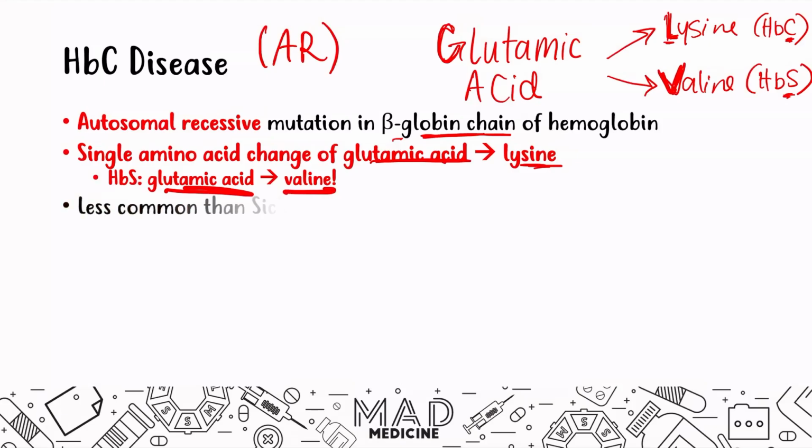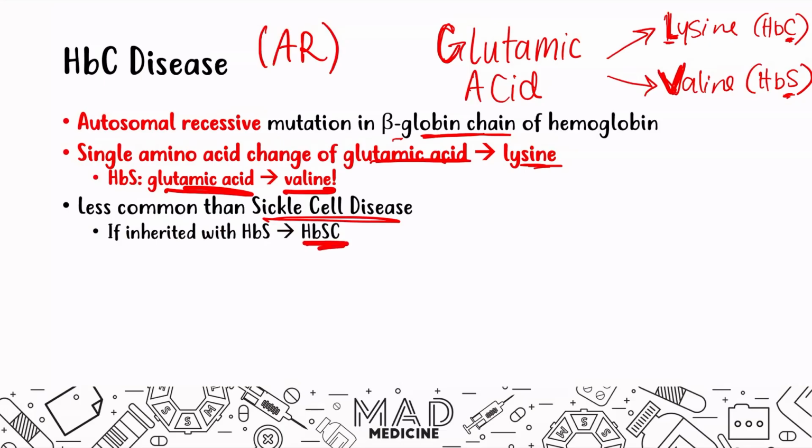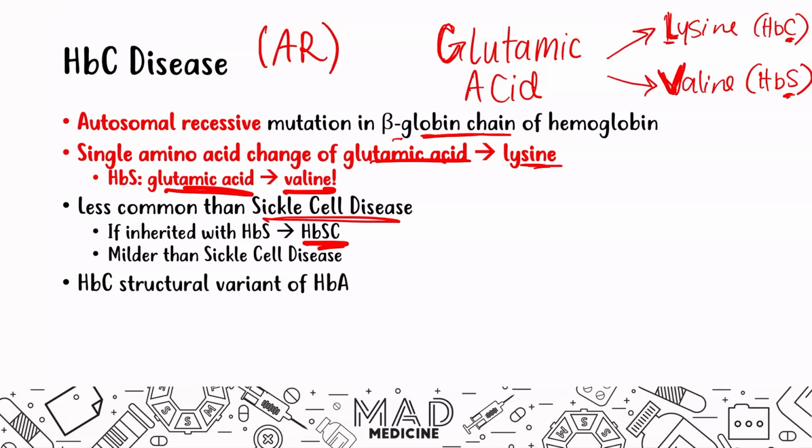Now this is less common than sickle cell disease, or you're going to have less HbC than you would HbS in general. And it can be inherited with sickle cell disease because they occur at the same location, and you can have HbSC as well. This is going to be milder than sickle cell disease. Now HbC is a structural variant of hemoglobin A. Now remember, go back to our hemoglobin lectures and our lectures about red blood cells and microcytic anemias.